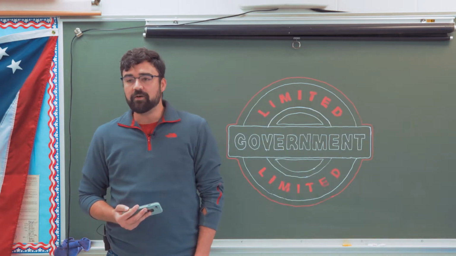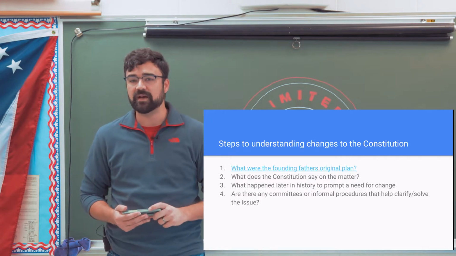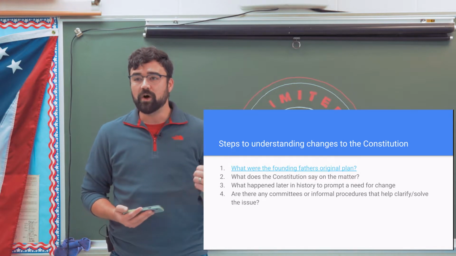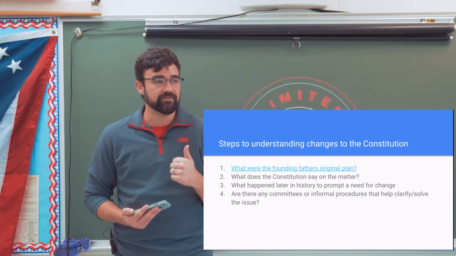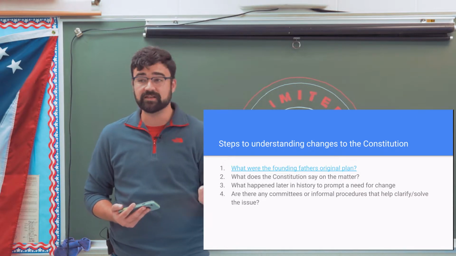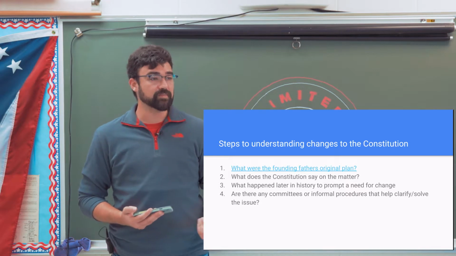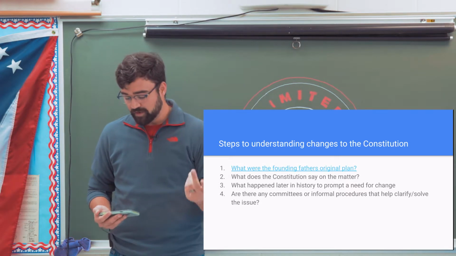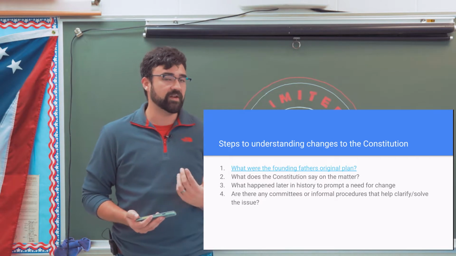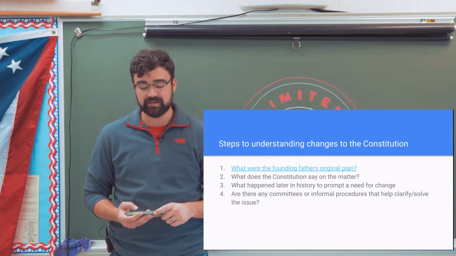Now, we follow these same basic 4 steps through every one of these basic principles and how they've changed over time. We always look at what the Founding Fathers said first. Second, we take a look at the Constitution. What does the Constitution actually say? Third, what happened in history to prompt a change? And then fourth, are there any committees or informal procedures that help solve or clarify the issue? And again, that last one doesn't happen all too often, but we'll remember that it's there.